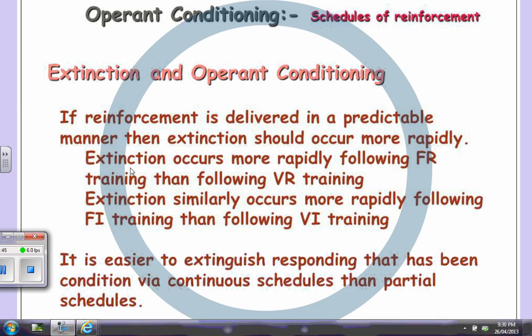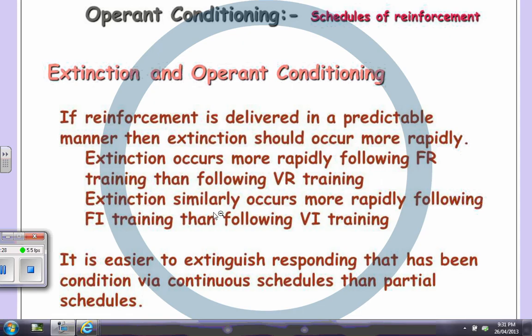So I want you to remember that extinction occurs more rapidly following fixed ratio training than variable ratio training. Fixed: every week, she gets a present. Every 5 answers, you get a present. At the end, you believe that it is your right. No, it's not. That's why we said before that variable ratio schedule of reinforcement training is resistant to extinction.